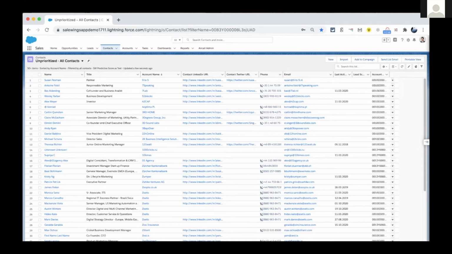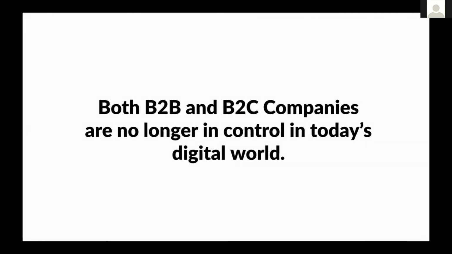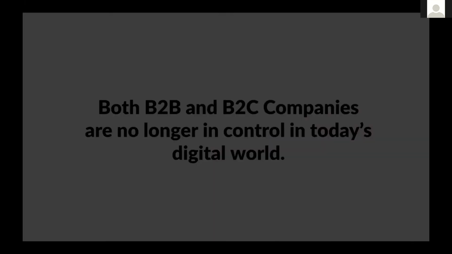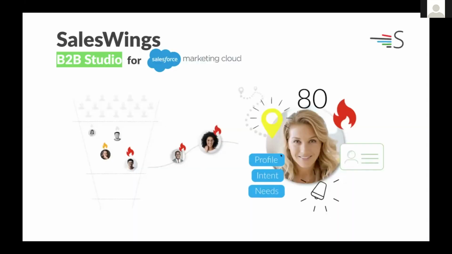Here we're in the Sales Cloud, so obviously lead management, we're talking about Marketing Cloud and about Sales Cloud. And actually, this is how a lot of companies still look at lead prioritization and lead management today, B2B and B2C companies. As you know, Marketing Cloud is a great fit for companies who have a B2B and a B2C aspect. But any type of business is just no longer in control in today's digital world. And that's really where SalesWings comes in. Conceptually, I wanted to show you this here. On the left side, we have the marketing and sales funnel.